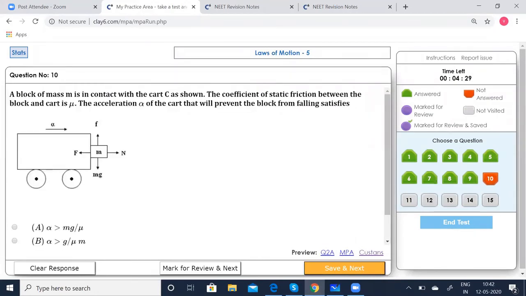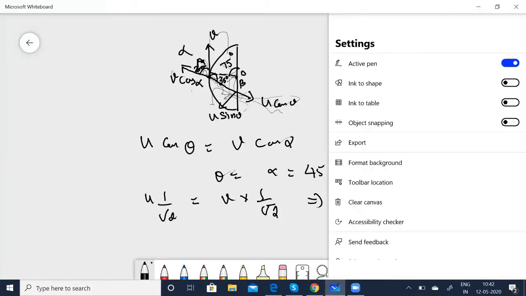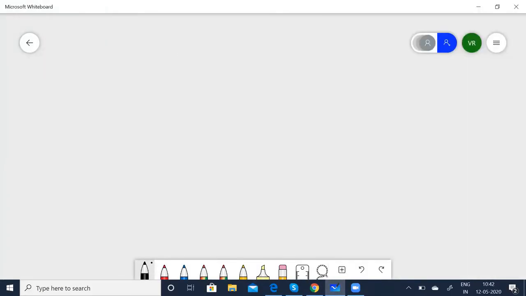A block of mass m is in contact with the cart C as shown. The coefficient of static friction between the block and the cart is mu. The acceleration a of the cart that will prevent the block from falling satisfies which equation? Let's quickly see that. Now we can see the cart is going to move with a constant acceleration. Let us take the acceleration of the cart as a, right?